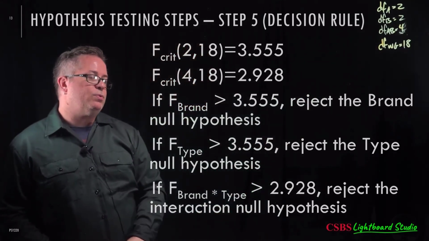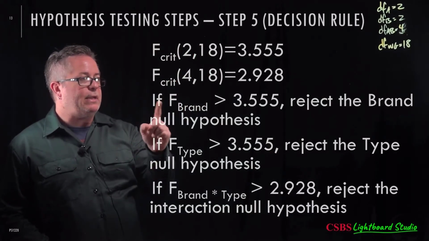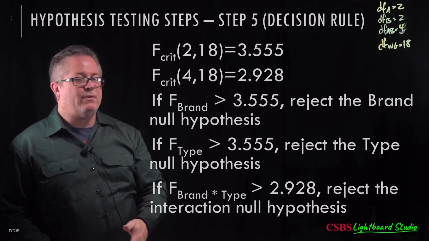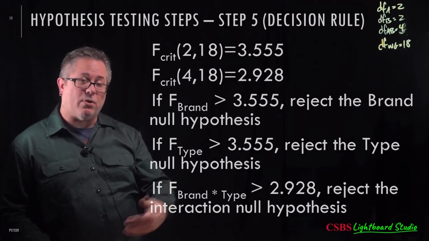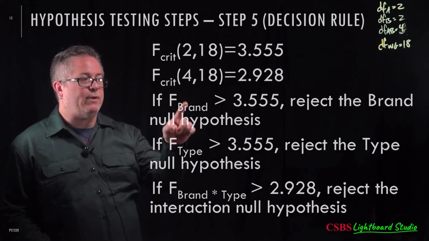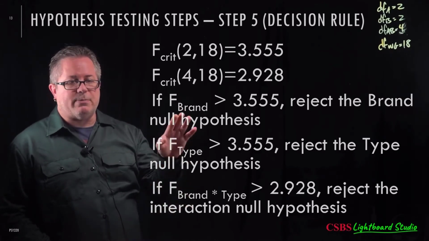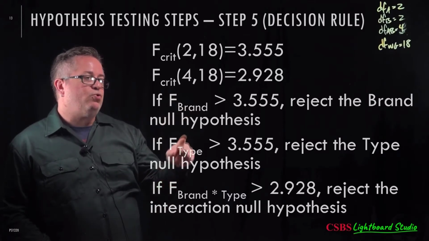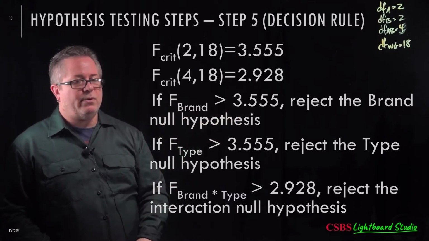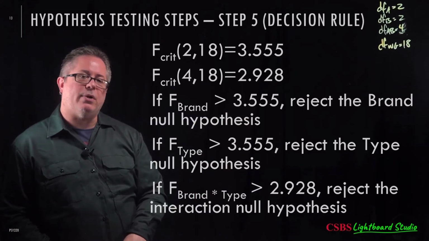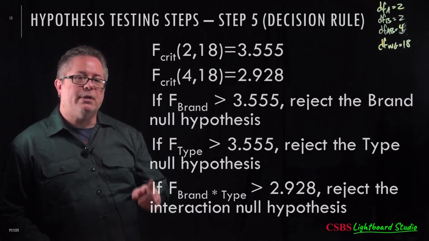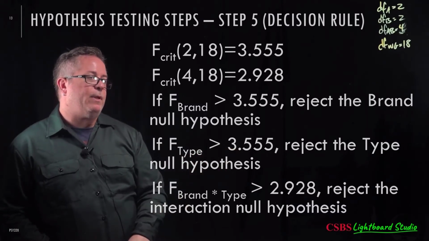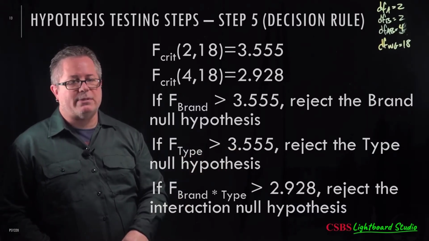So our decision rules will sound something like this. If the F test for brand is greater than, so instead of thinking about it as F observed, because they're all F observed, but because we're going to have 3 different ones, I was trying to keep them separate. So the F observed for brand is greater than 3.555, we're going to reject that brand null hypothesis. If the F observed for type is greater than 3.555, I'm going to reject the type null hypothesis.